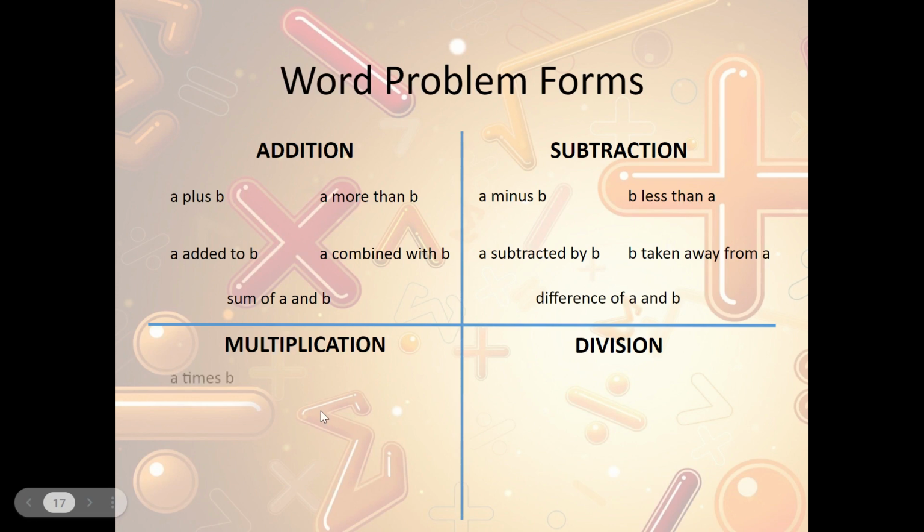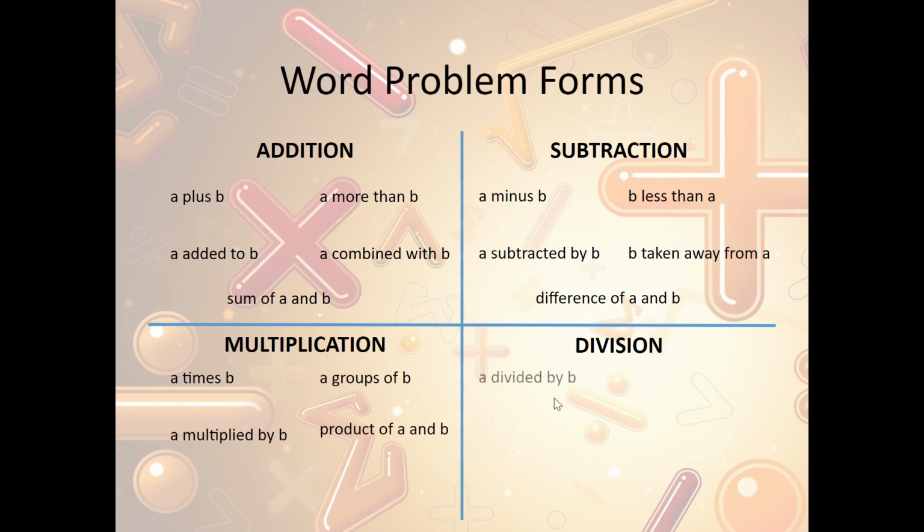Now multiplication can be written as a times b, a multiplied by b, a groups of b, so we could have 12 groups of 4, for instance. And the one I really need you to remember is the product of a and b. Now division can be written as a divided by b, a over b, and the one I really need you to remember is the quotient of a and b.